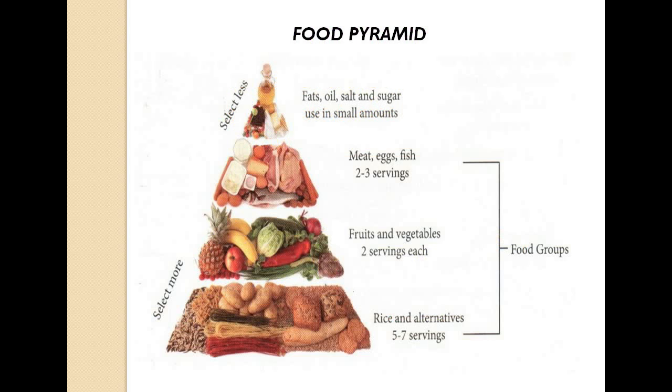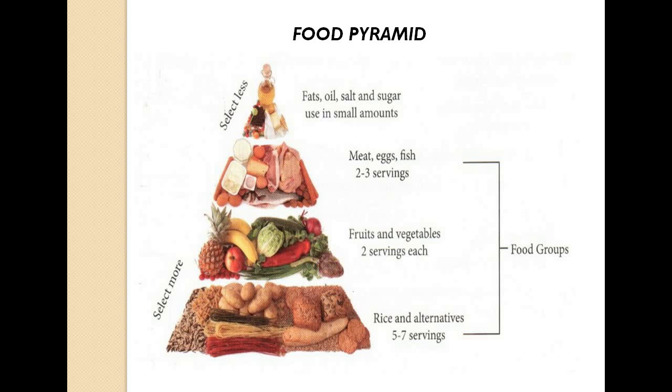You can see the food materials at the bottom of this pyramid should be selected more in our diet, and the material on the top of this pyramid should be selected less. It means if you are taking rice or any other sources of carbohydrate, you should take 5 to 7 servings. Fruit and vegetable should be taken 2 servings each.